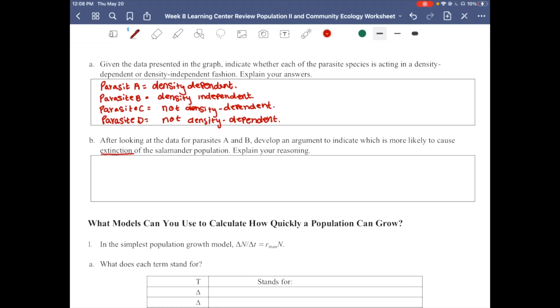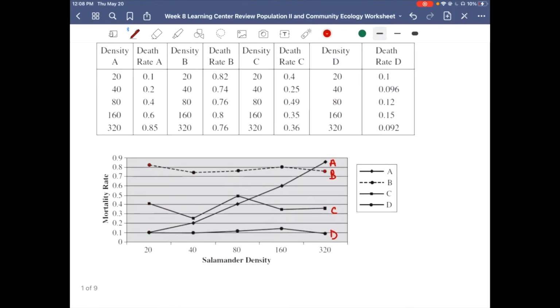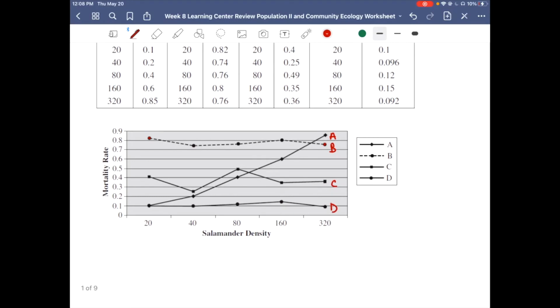So for this question, I like to think about what parasite drastically affects the population. If we go back to this part, we see that parasite A, if it's highly dense, takes down almost 85% of its population. And for B, it produces a greater mortality rate than the control. However, it's kind of consistent throughout the population. So again, we're going to use the data that we did in the last question, but we're going to see which one can't rebound.